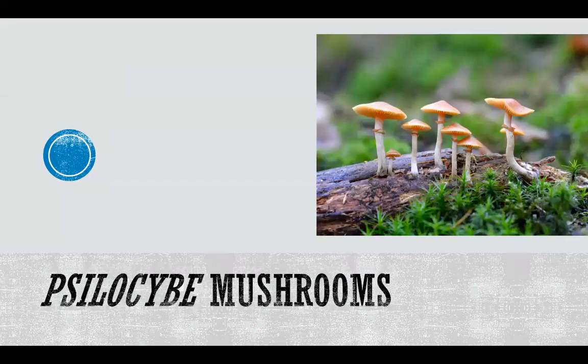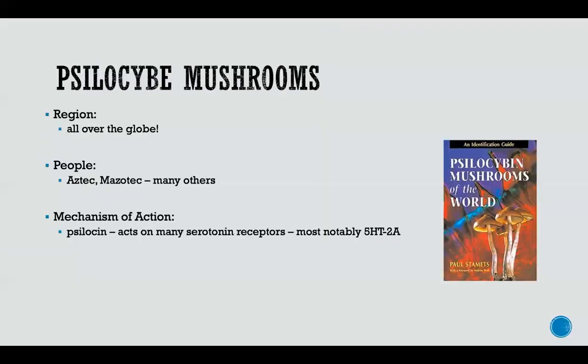Psilocybe mushrooms. As I've already mentioned, the history and distribution of psilocybin-containing mushrooms is extensive. According to a recent review, there are over 140 species, and they're found growing across all continents except Antarctica. Psilocybin mushrooms are also called magic mushrooms and contain both psilocybin and psilocin, which are tryptamine alkaloids that act on a number of serotonin receptors, most notably the 5-HT2A receptor.